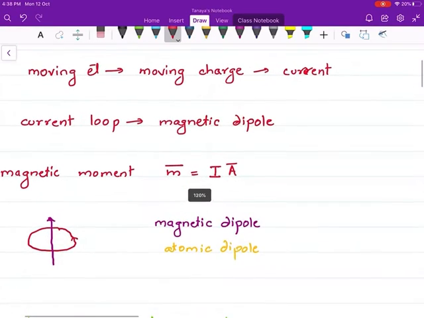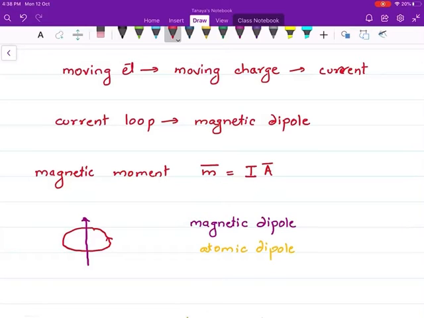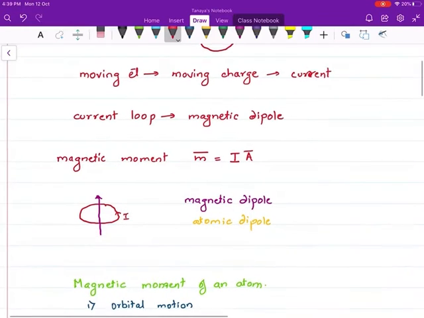m orbital we had called it, right? So I've just written m right now. So m is equal to I, that is the current, times A, the area enclosed by the loop. And what is the direction of this magnetic dipole moment? It is acting from south to north. So if we have this loop where current is flowing in this direction, I can show the magnetic dipole moment or the atomic dipole or magnetic dipole in this direction. So this is showing the magnetic dipole.